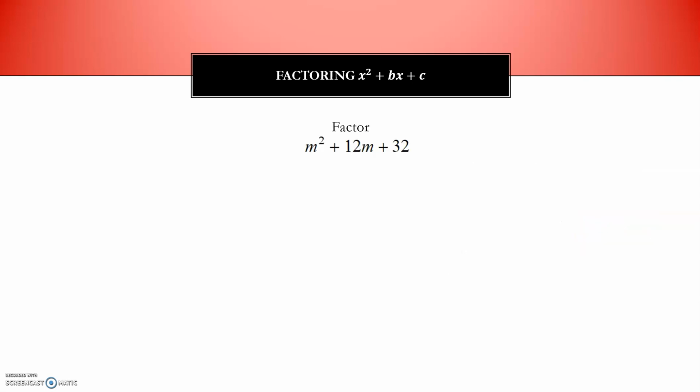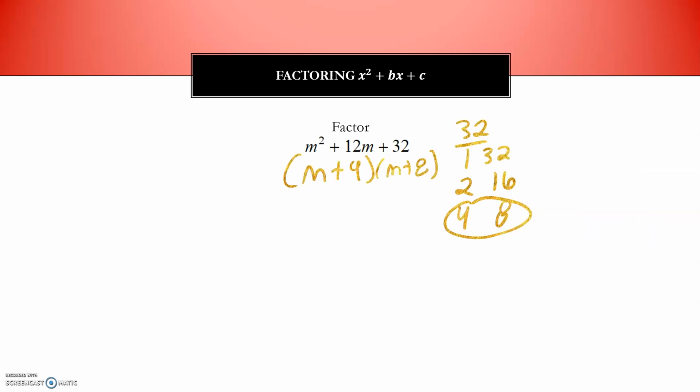All right, I'd like you to go ahead and practice this one. And the answer here is m plus 4 times m plus 8. Again, I use the shortcut because I know the leading coefficient is 1. So I have 32, factors of c that will add or subtract to b. So 8 plus 4 is 12. Everything's positive, so both 4 and 8 are positive, and that is my answer.